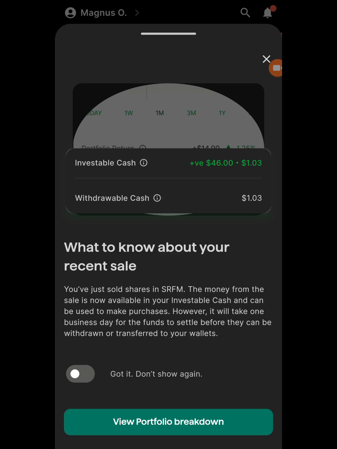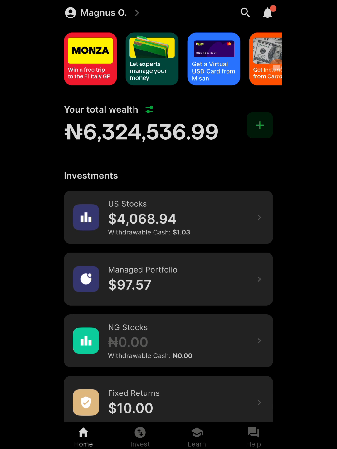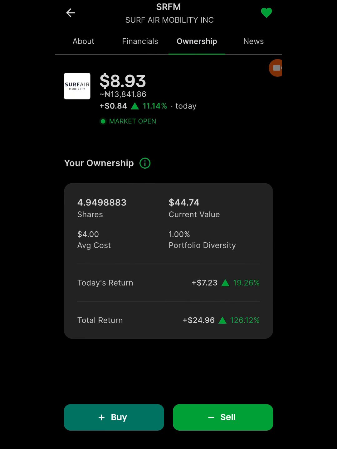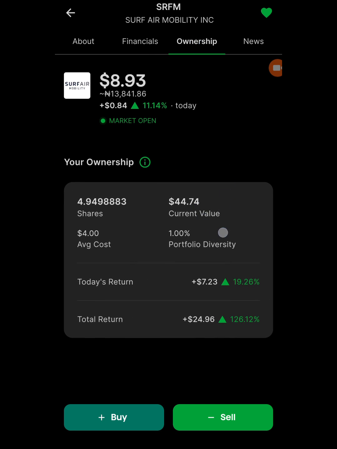So if I go back to that stock now, you're going to see this as well. So I'm back to the stock now. Let's go back to ownership. You see I have 44 left, and I'm still up, right? But this is basically my current value because I sold half.